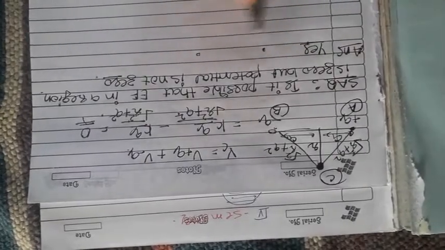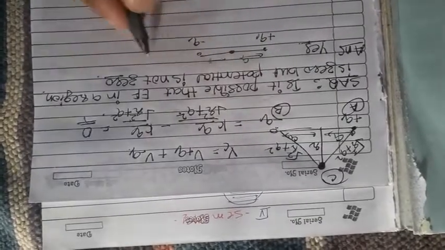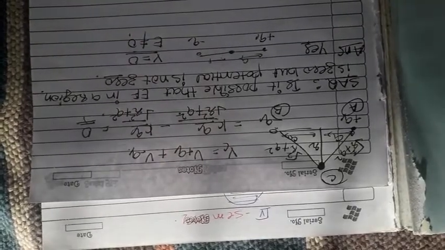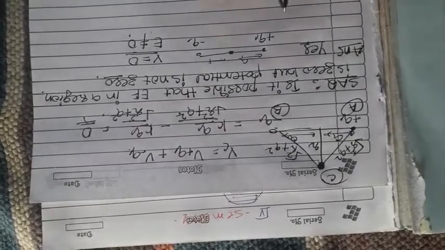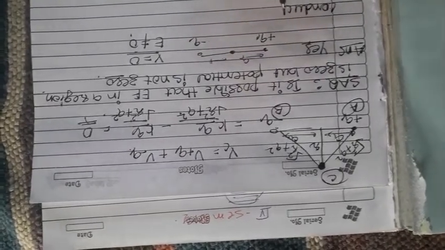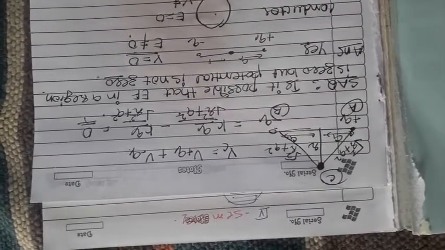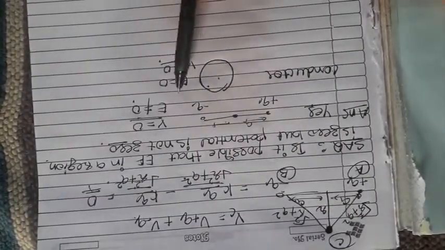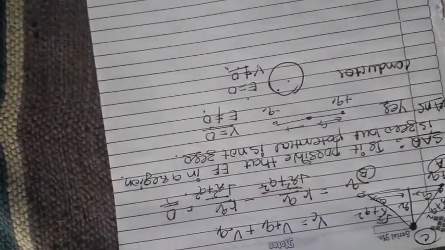For example, in case of dipole, at its midpoint, if you find the potential, what will be potential? But electric field is not 0. In the other example, you will find that in case of conductor, inside the conductor the electric field is 0, but the potential is not 0. So if somebody asks is it possible, answer will be yes sir, it is possible.